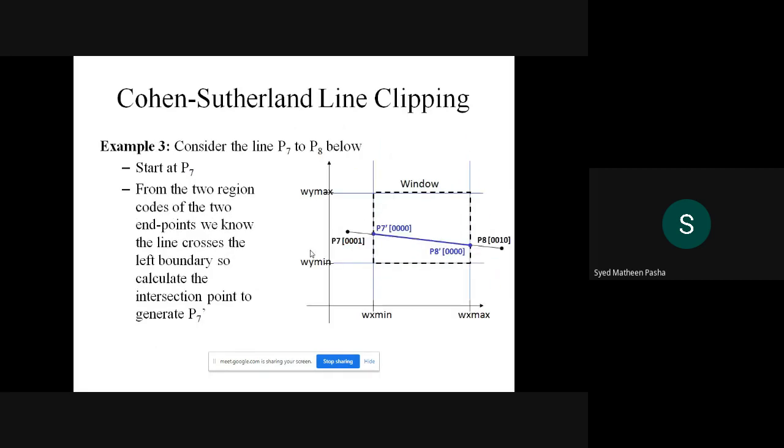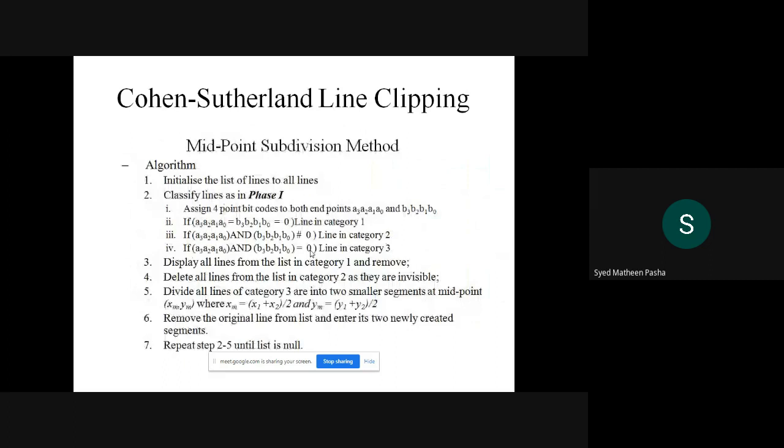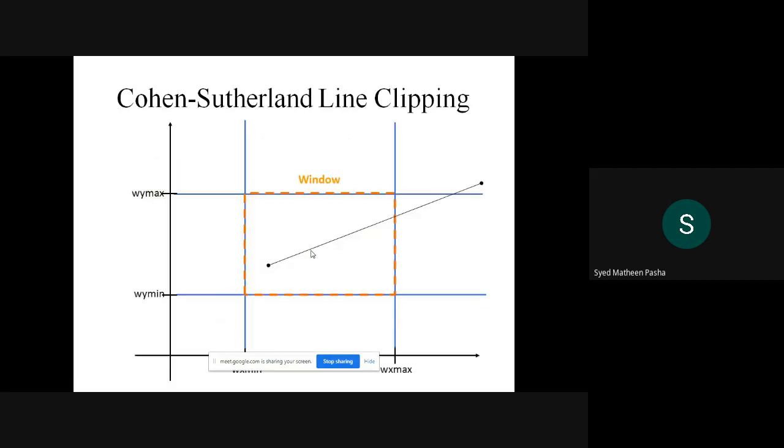We'll move on to the next slide. There is one more algorithm which comes under Cohen-Sutherland line clipping, which I can call the midpoint subdivision method. This is also similar to the line clipping algorithm.